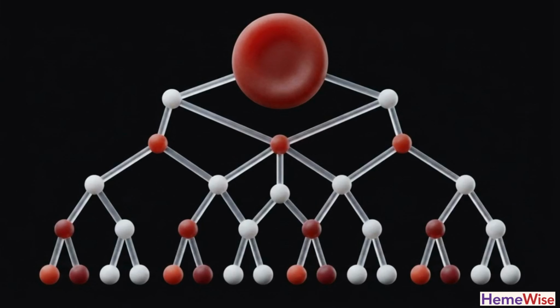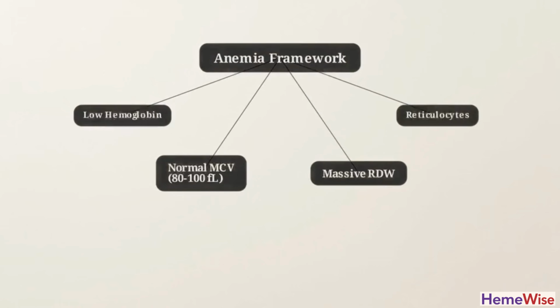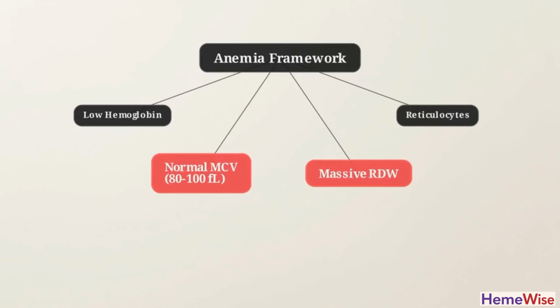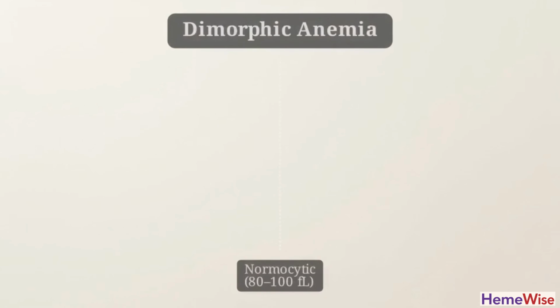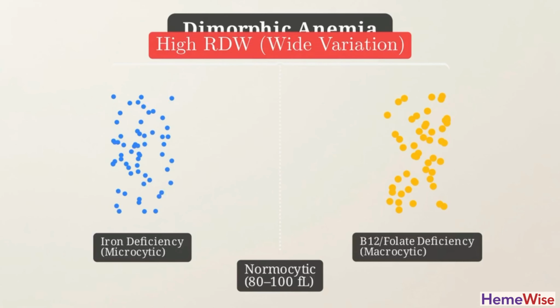The ultimate test of this clinical framework is coherence. A single diagnosis must perfectly explain the hemoglobin, the MCV, the RDW, the reticulocytes, and the peripheral smear without any contradictions. But clinical reality is often messy, presenting as mixed pathology where the data contradicts itself. For example, a perfectly normal MCV might be hiding a massively elevated RDW. This happens in dimorphic anemia.